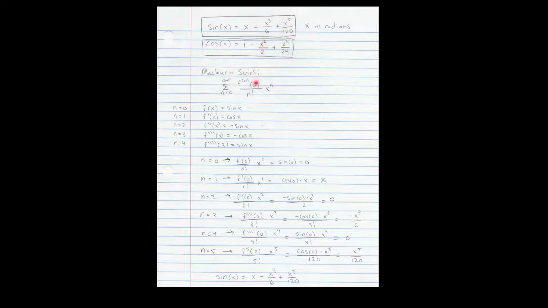To explain it, if people are interested, the Maclaurin series is pretty sure a Taylor series, but centered at x equals 0. What this is saying is we're going to take a summation from n equals 0 to infinity of f to the nth derivative of our function, plug 0 into that, divide it by n factorial, multiplied by x to the nth power.